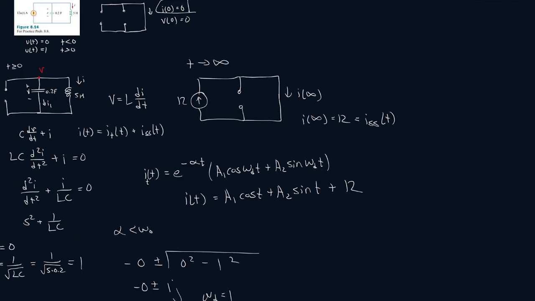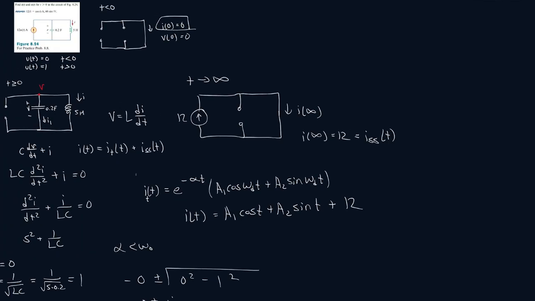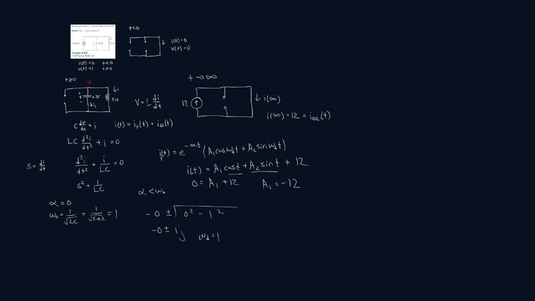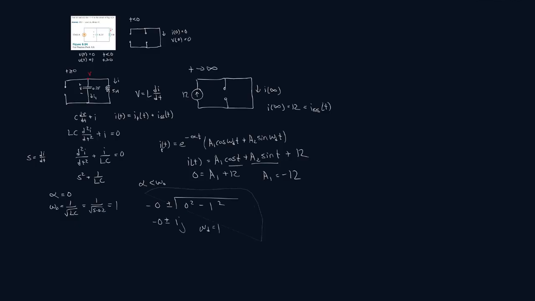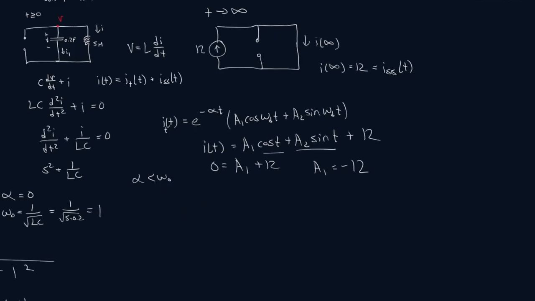Now we're viewing this when t is equal to 0, so our current was 0 at that time, times equals A1, and this is just 1, this is just 0, plus 12, so A1 is equal to minus 12. Okay, so that's the first bit done. I'm just going to move all of this to the side. Now, we have to find our A2.